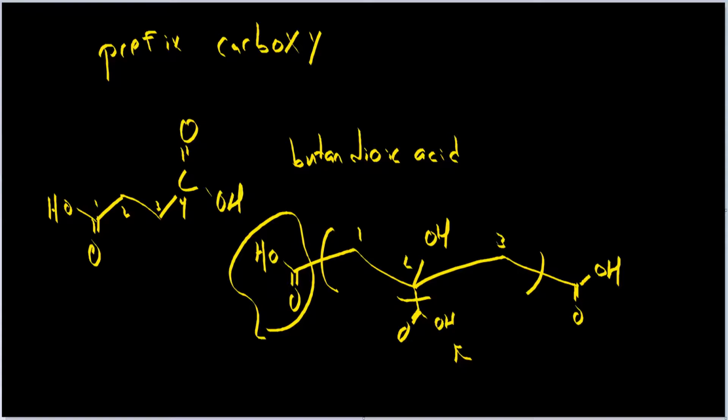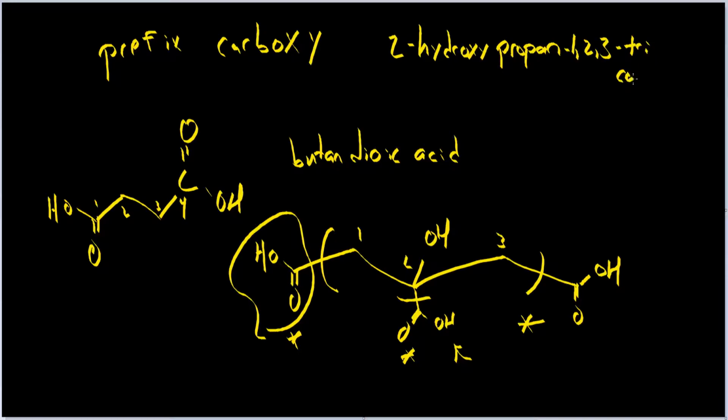For this one, that means that you have 1, 2, 3 carboxylic acids that you're including on the main chain because their carbons, the carboxyl carbons, are attached to the main chain. So that makes this a 2-hydroxypropane, because now there's only the 3 carbons in the main chain. You've removed all the carboxyl carbons; they are no longer being counted. 1, 2, 3 tricarboxylic acid.